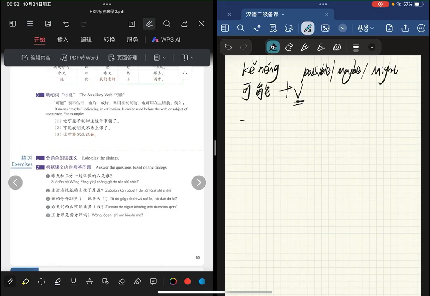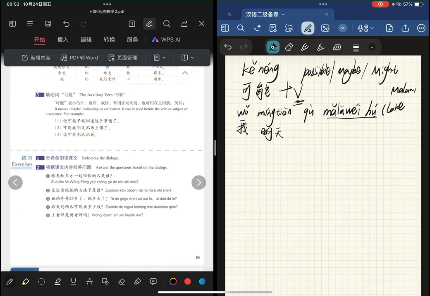我明天, do you know 明天? Tomorrow. 我明天去 go to Lake Malawi. 马拉维湖 is Lake Malawi, okay? 我明天去马拉维湖. This means I go to Lake Malawi tomorrow.